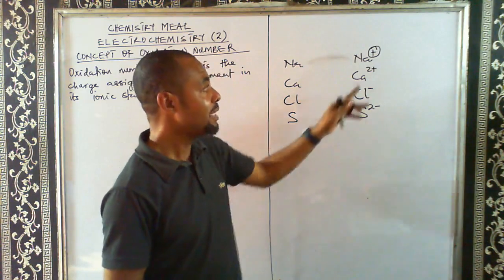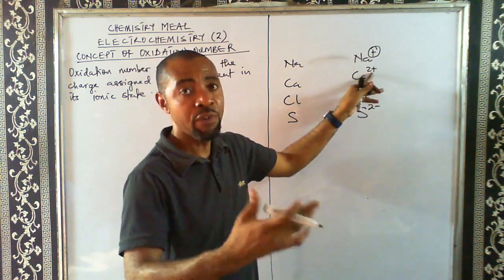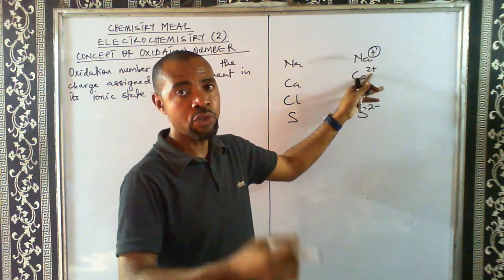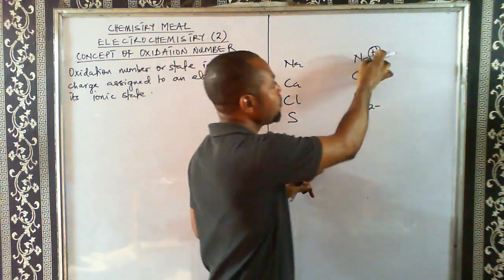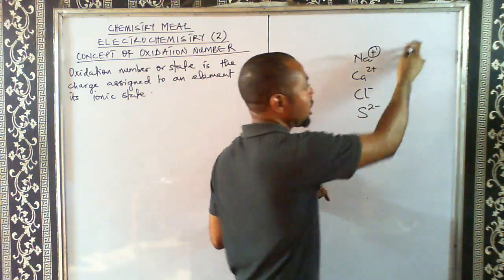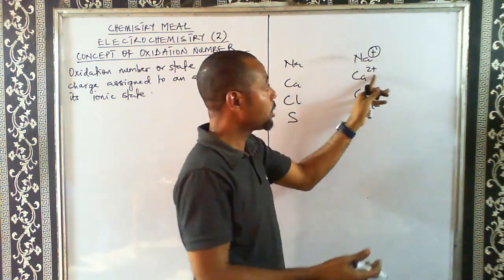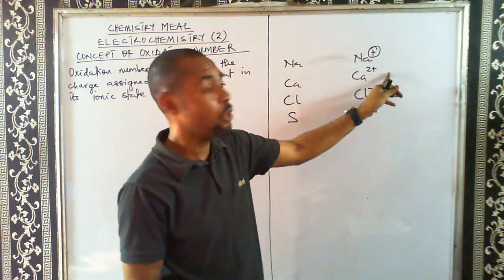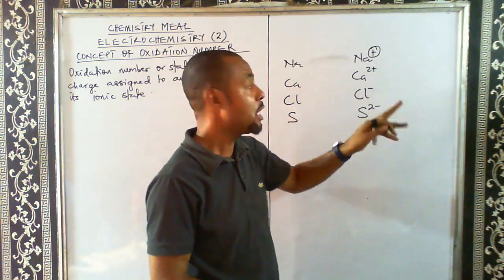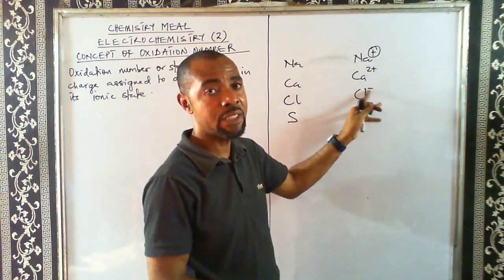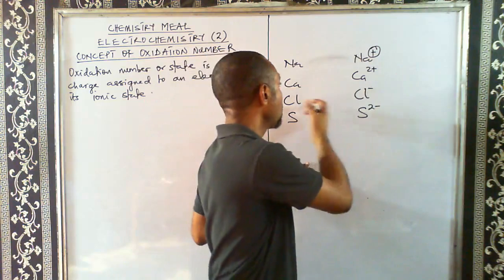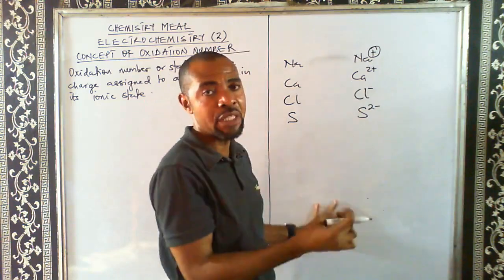Now this charge can only be formed by gain or loss of electron. For example, this positive charge is showing us that one electron was lost. These two positive charges are showing us that two electrons have been lost. Now this one negative charge is a sign that this chlorine atom gained one electron.